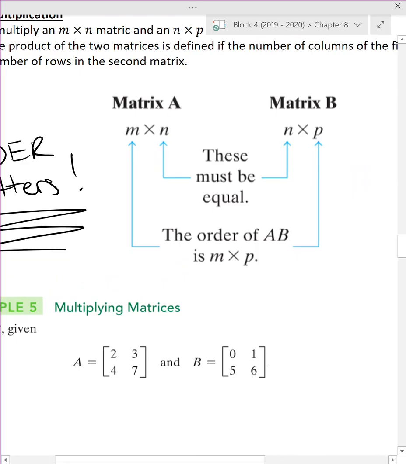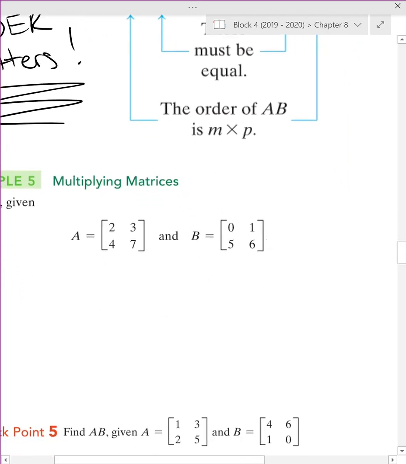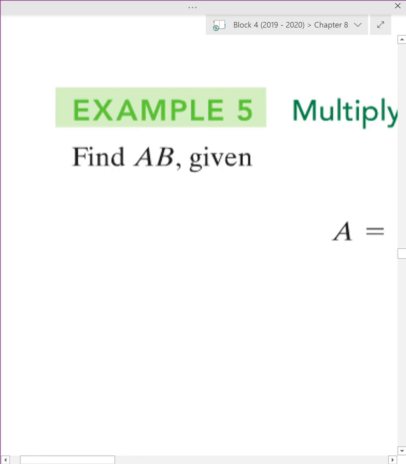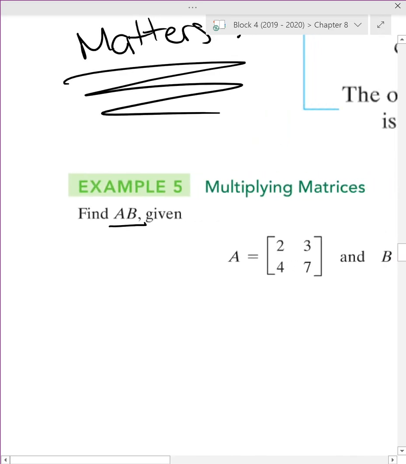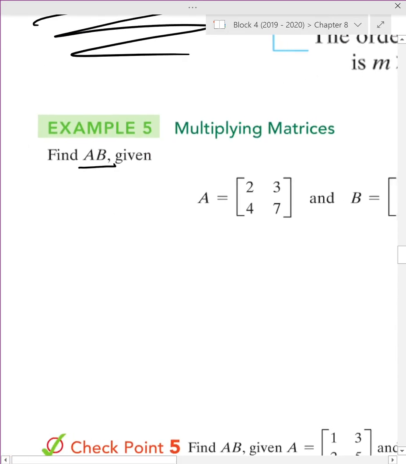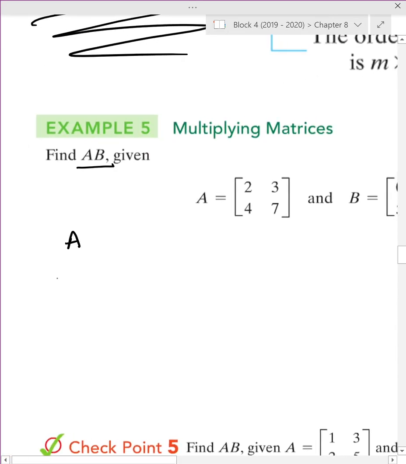Now, what is this whole kind of these two must match, the order A, B? I'm going to show you within the next problem, okay? So I always want you, this is the check. So we want to do, for example, 5, A times B. Well, matrix A is a 2 by 2. Matrix B is also a 2 by 2.